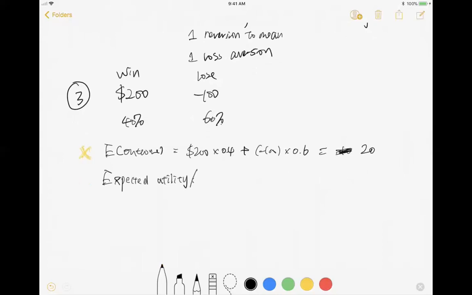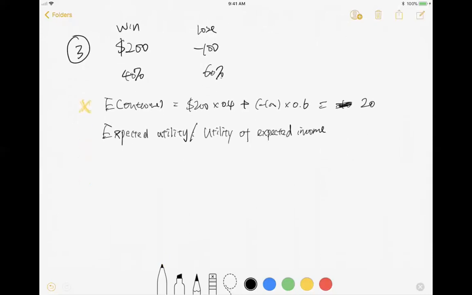And the utility of expected income. Those two things are different. So here we are asked to calculate the expected utility, because one will make his or her own decision based on expected utility rather than utility of expected income.